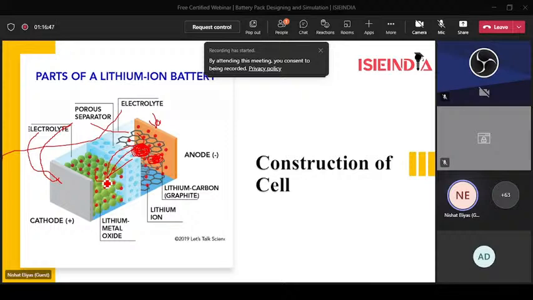And the charges start going back to this side of the cell, that is, from the anode to the cathode. This is how a lithium cell works while charging and discharging.